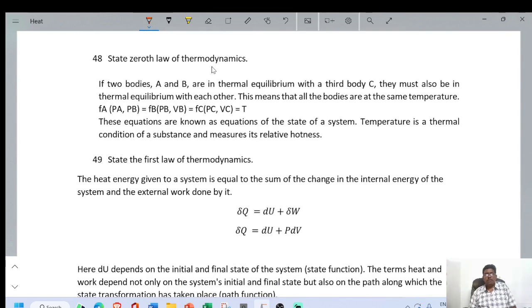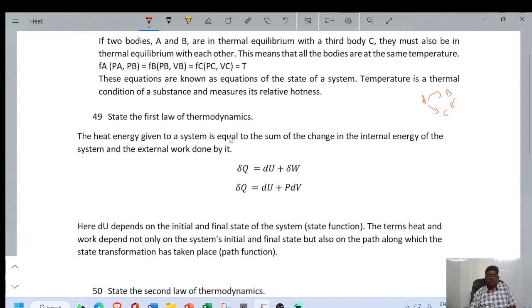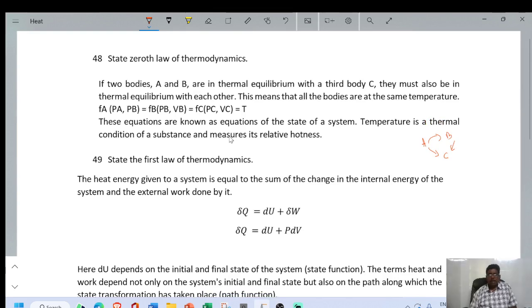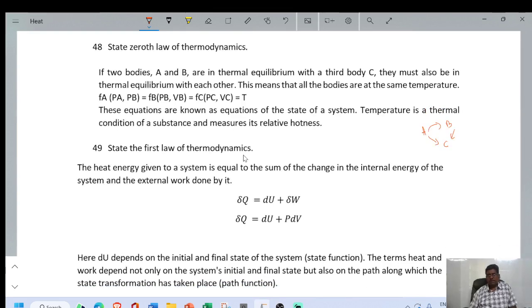State zeroth law of thermodynamics. If two bodies A and B are in thermal equilibrium with the third body C separately, then they are in equilibrium with each other. The consequence of zeroth law is temperature. Temperature is the thermal condition of a substance and measures its relative hotness.